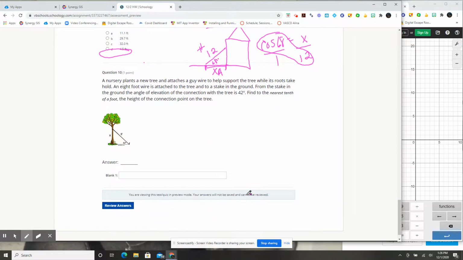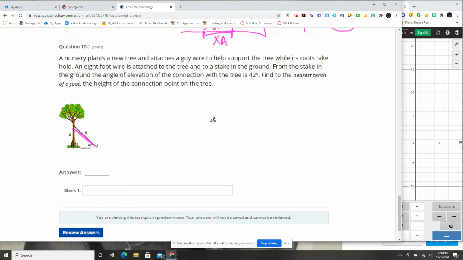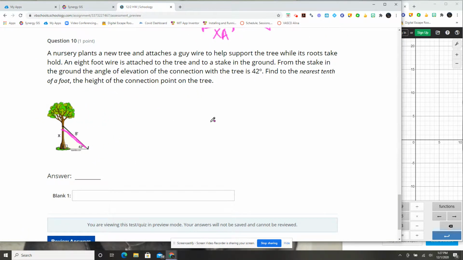Okay. Last question. A nursery plants a new tree and attaches a guy wire. That's not a dude. That's this guy wire right here to support the tree. That's what that's called. While the roots take hold, an 8-foot wire, so that's my 8 feet. I had to blow it up because I couldn't see it. The 8-foot guy wire is attached to the tree and staked to the ground. From the stake in the ground, the angle of elevation is 42 degrees.